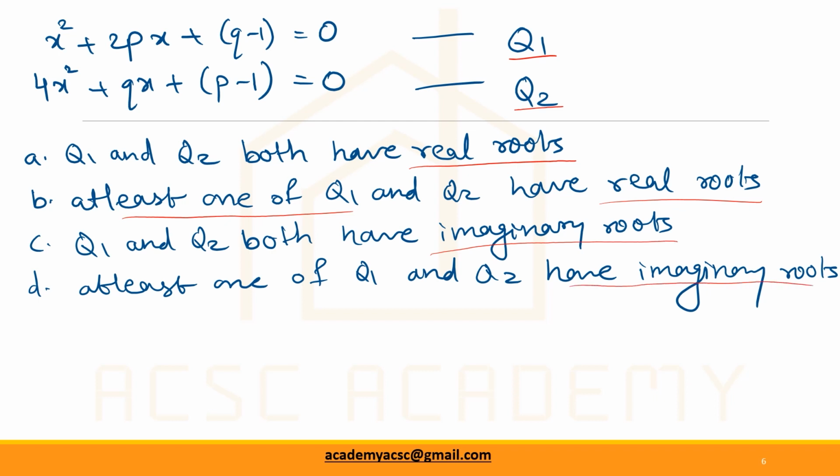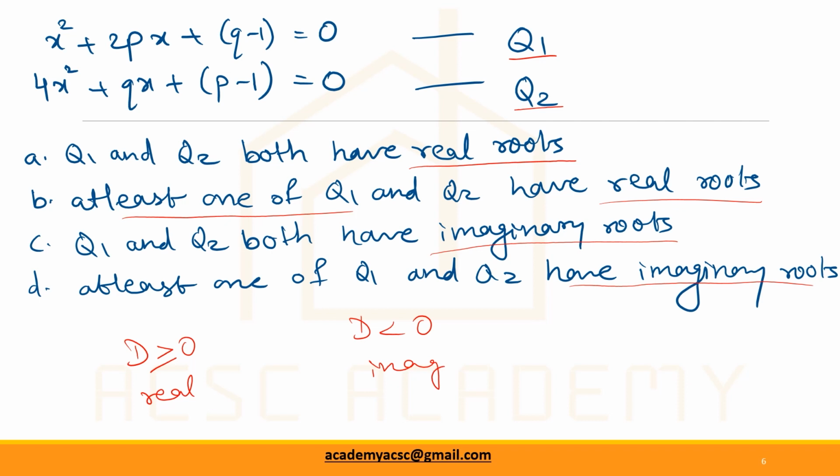So now if we have just one single quadratic equation, then we know that if d is greater than 0, then we will be having real roots. If d is less than 0, we'll be having imaginary roots. Even for d equal to 0, we have real roots, but they are equal. So these are the cases in the case of a single quadratic.